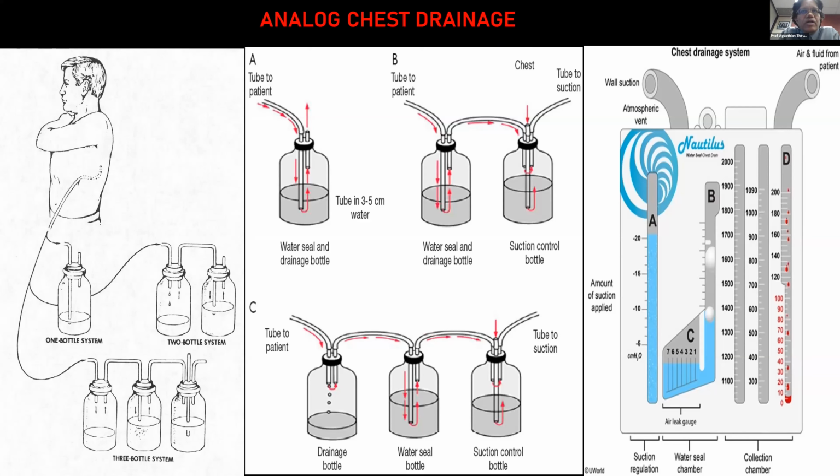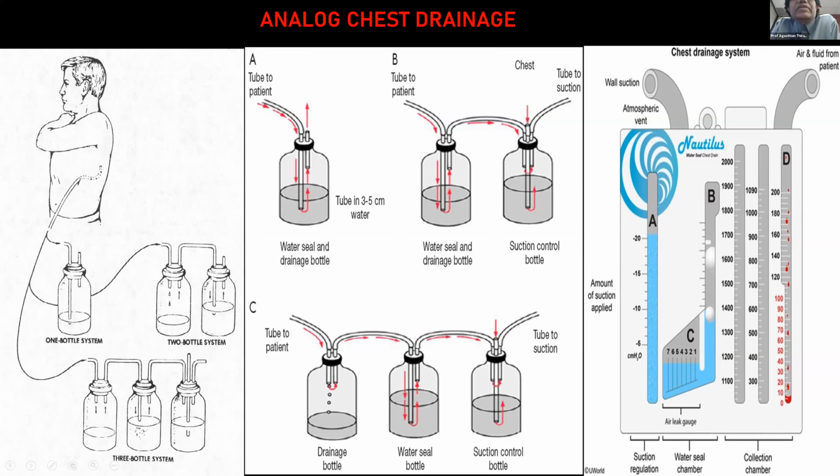What used to be a warm water system has become a closed water system. Then it became a three-bottle system. The three-bottle system consists of three parts: one is the drainage tube, one is the water seal, and the other is a suction bottle. In the modern analog system, all these three chambers have been incorporated into one chest bottle system.